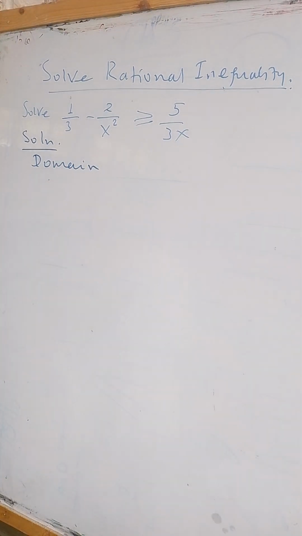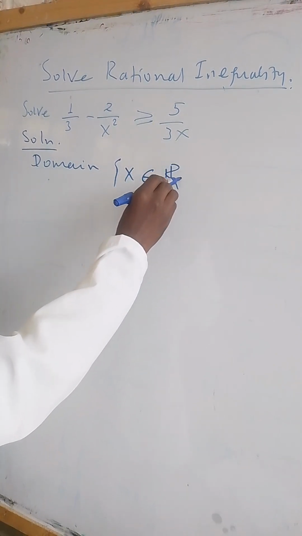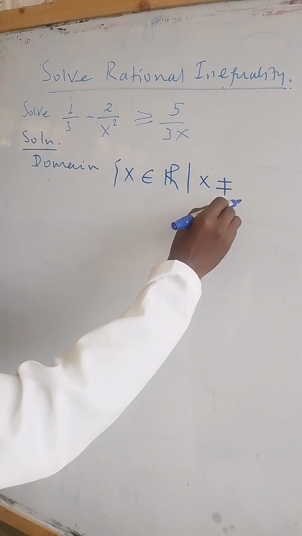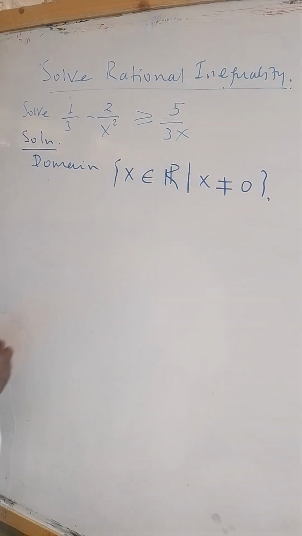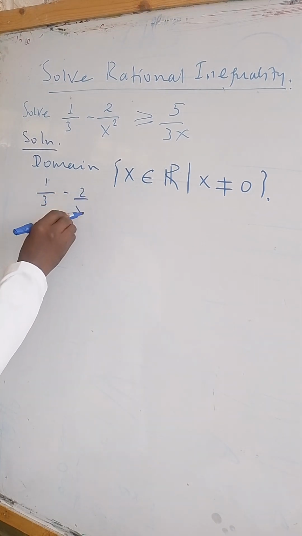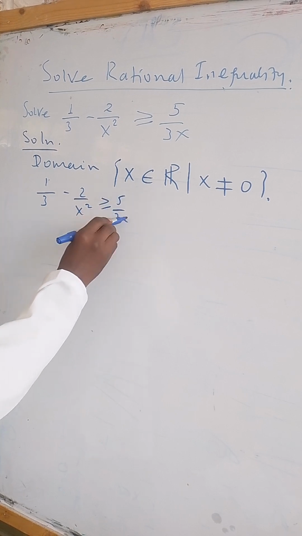To solve a rational inequality, first we find the domain of the rational inequality. The domain of this rational inequality, 1/3 minus 2/x² greater than or equal to 5/(3x), is the set containing x, an element of R, that is different from 0. X must be different from 0.